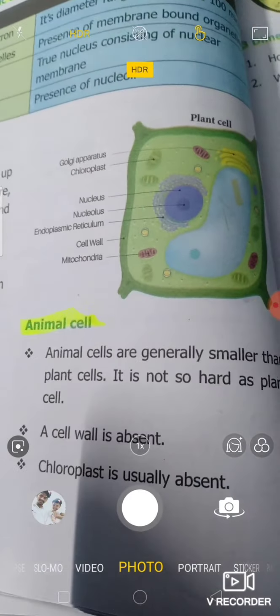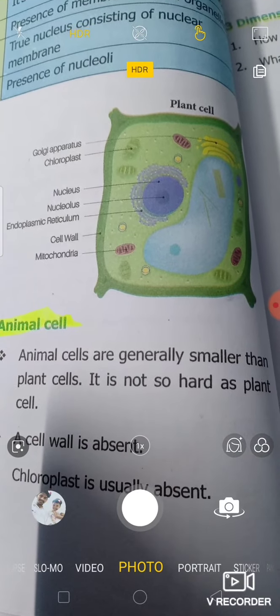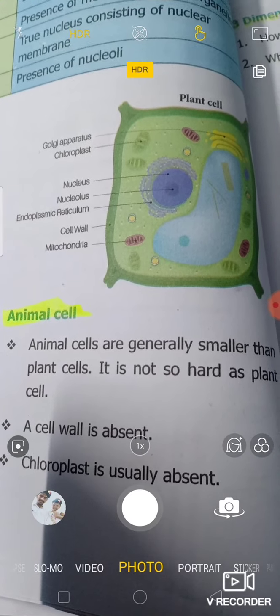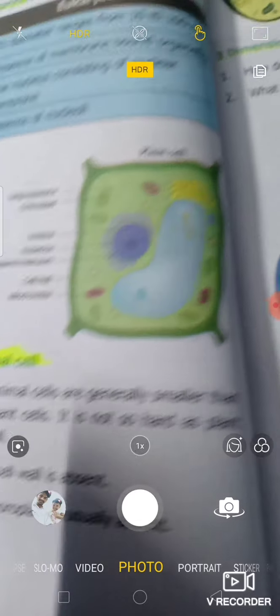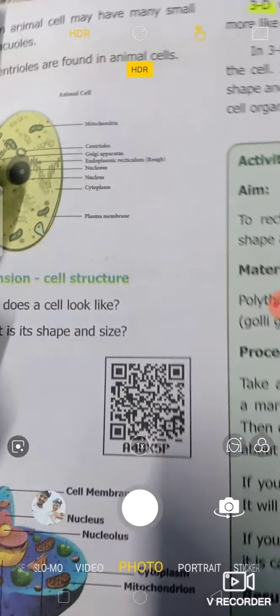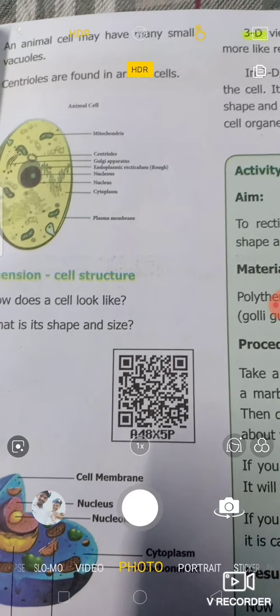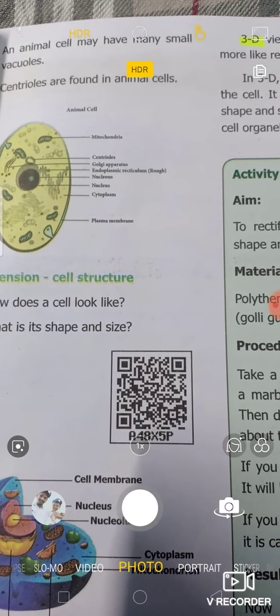Animal cells are generally smaller than the plant cells. It is not so hard as plant cell. A cell wall is absent. Chloroplast is usually absent, because chloroplast gives green color. Plants are in green color. So, chloroplast is present in plants and absent in animals.